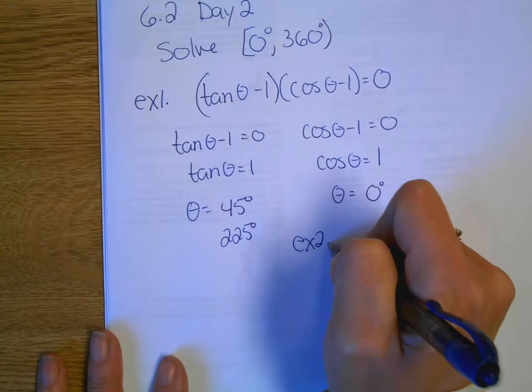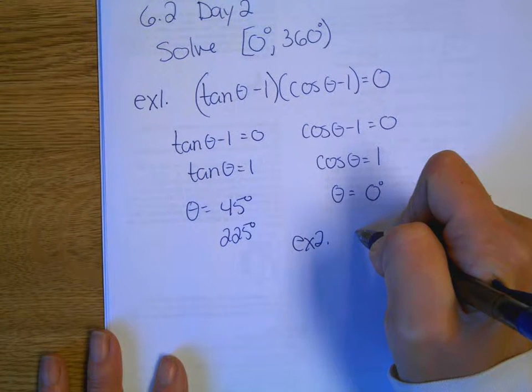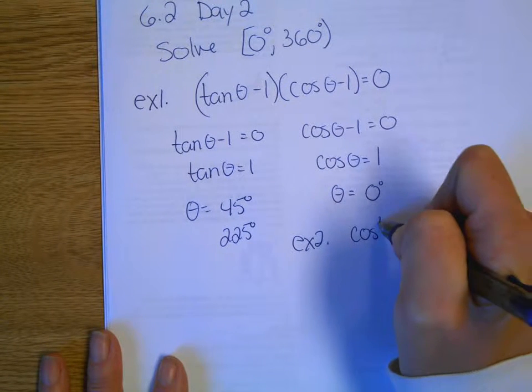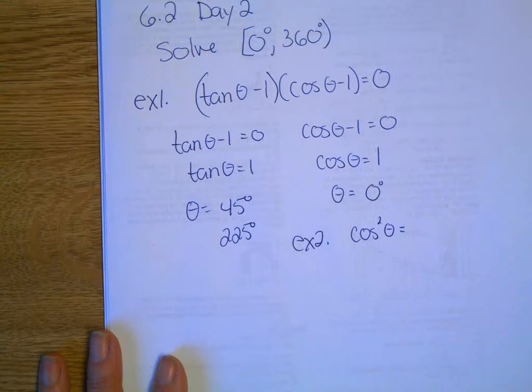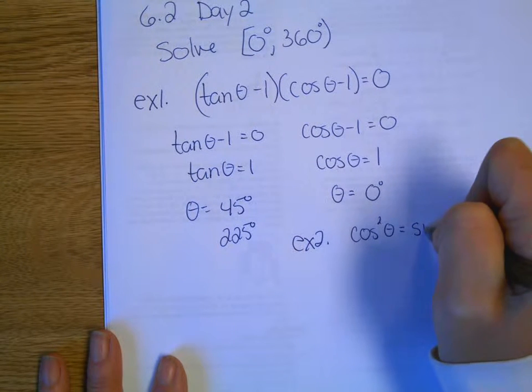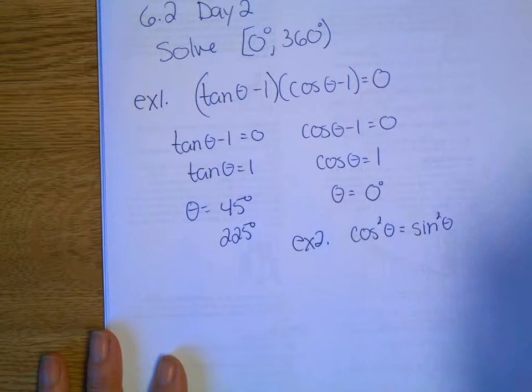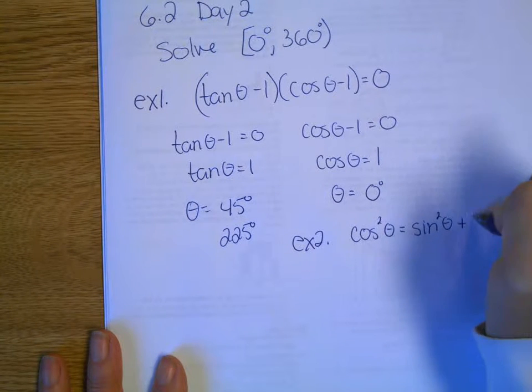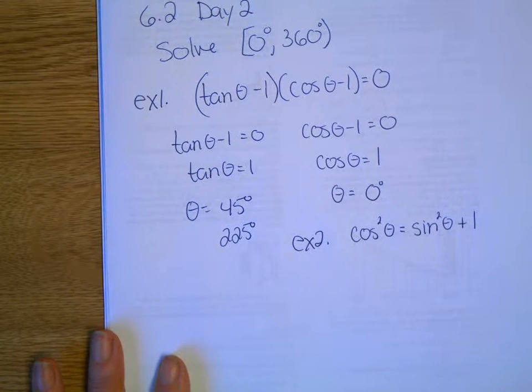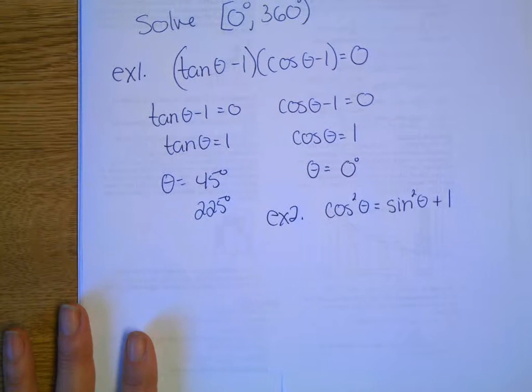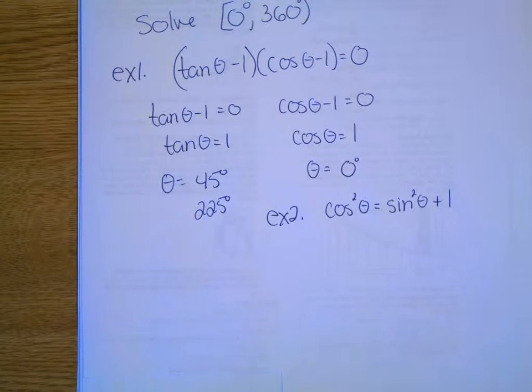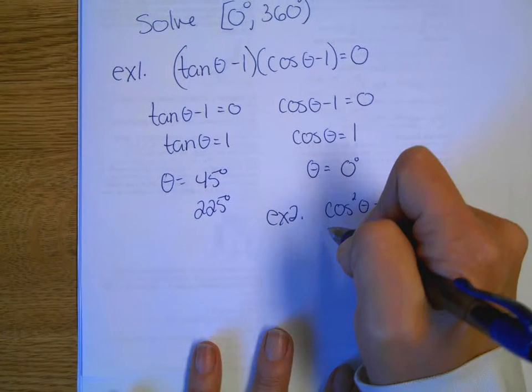Okay, that's fine. Example 2. Make it a little more challenging. Cosine squared equals sine squared plus 1. Okay. Goal is to solve. What would you do? You want to move the cosine squared over? Yes. Get it equal to 0, so we're going to subtract cosine squared.